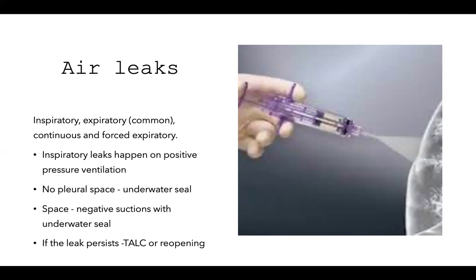If there is no pleural space, we should put them on underwater seal with a chest tube. If there is a space and the connection, and the air is not getting resolved, you can consider a negative suction with an underwater seal. If the leak persists, then we have to consider talc application or reopening the surgery for closure.